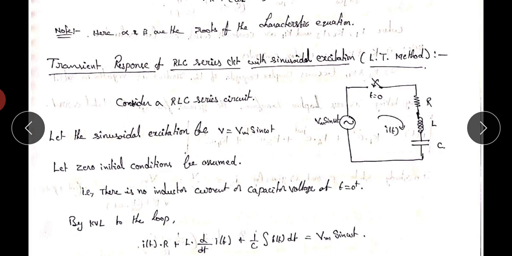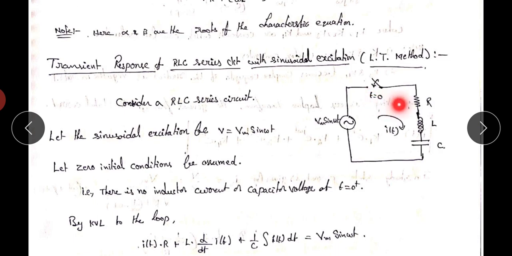So consider a series RLC circuit as shown in the figure. Okay, this is a series RLC circuit. Here the resistor, inductor, and capacitor are connected in series, and the input voltage is a sinusoidal voltage V equals Vm sin omega t, and the circuit current equals i of t. So let the initial conditions be 0. It means the initial inductor current value equals 0, and the initial capacitor voltage value equals 0.